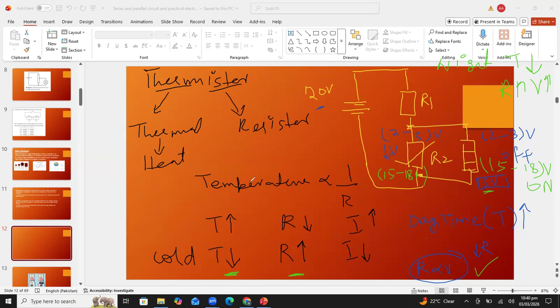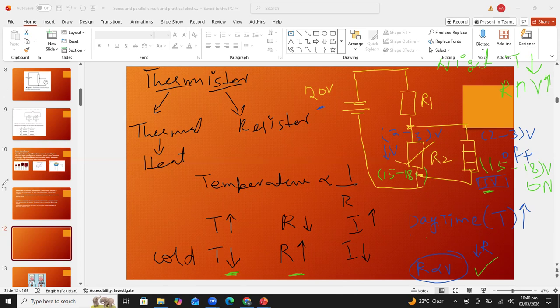Did you understand this circuit, students? Yes, students, did you understand this? All right. Now students, Zen, are you understanding this topic, beta?